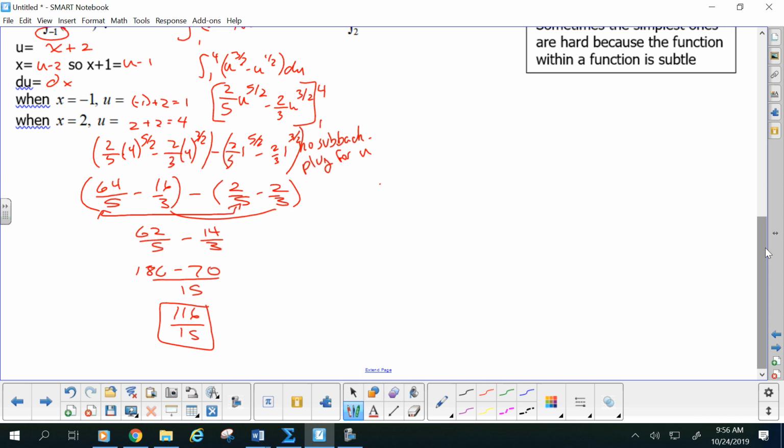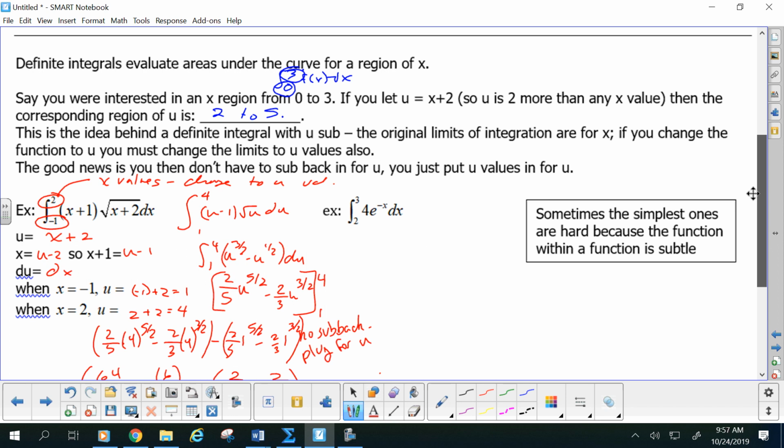So you sub with a definite integral, you have to change the bounds and you don't sub back. Change the bounds and don't sub back. So let's look at the next one.